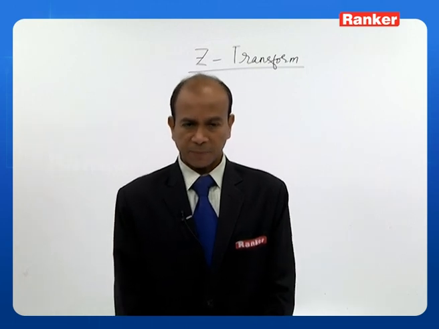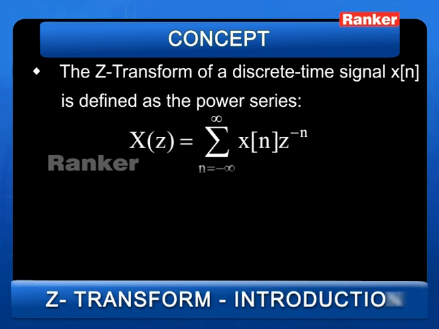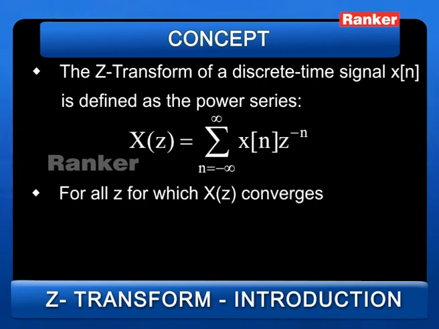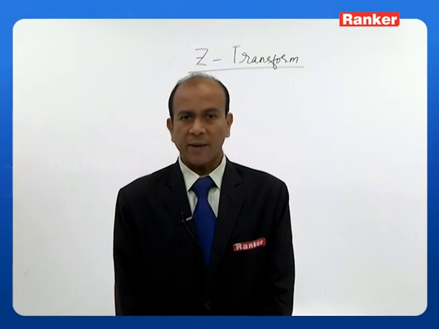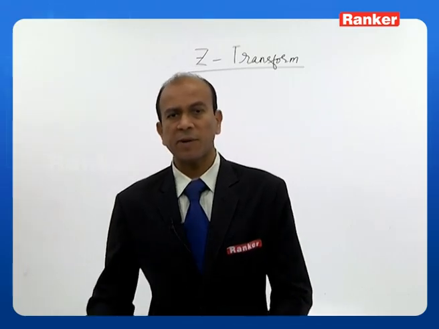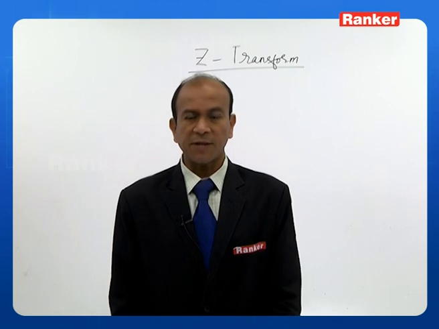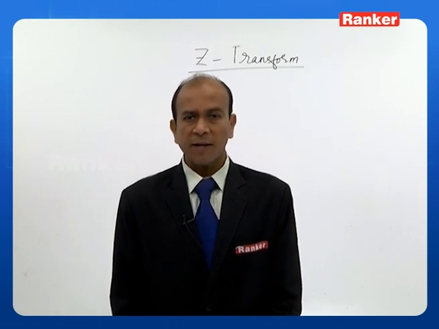Let us see the concept. The Z transform of a discrete time signal x of n is defined as the power series X of z given by the summation from n equals minus infinity to plus infinity of x of n z to the power of minus n. This is for all those values of z for which X of z converges. As you see here, the summation is from minus infinity to plus infinity, so it is bilateral, extending to the left hand side and also to the right hand side of the axis, from minus infinity to 0 and 0 to plus infinity. So, it is a bilateral Z transform. Also, we can have a unilateral Z transform.